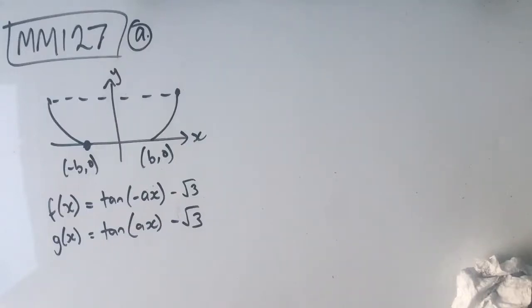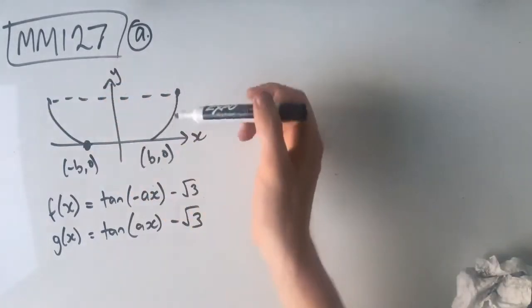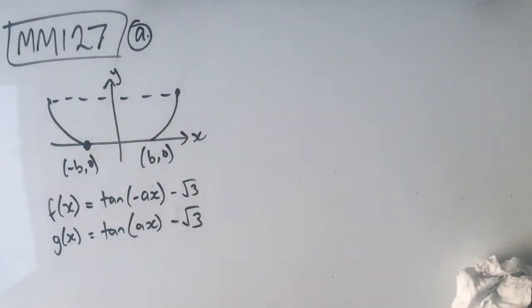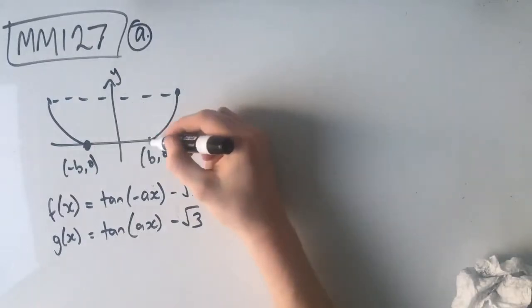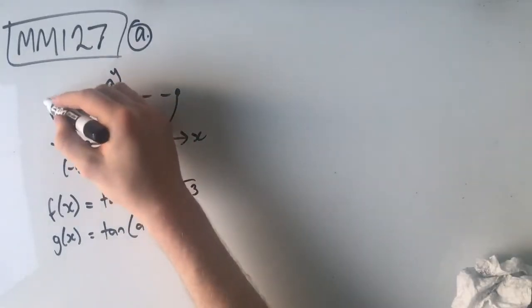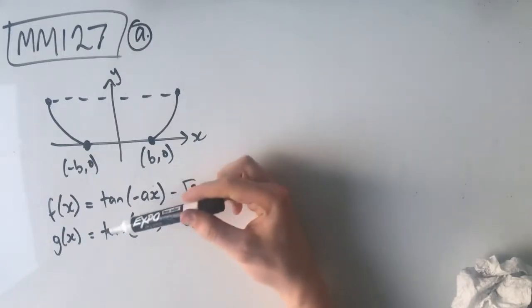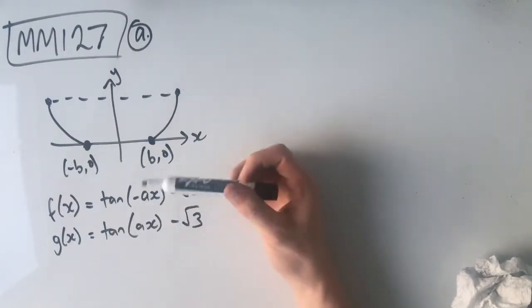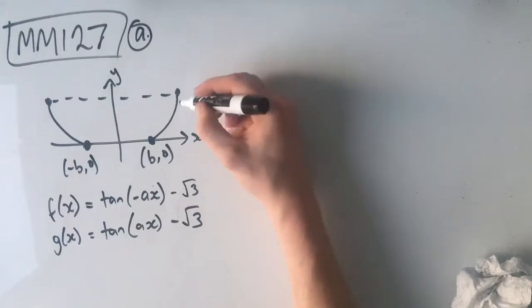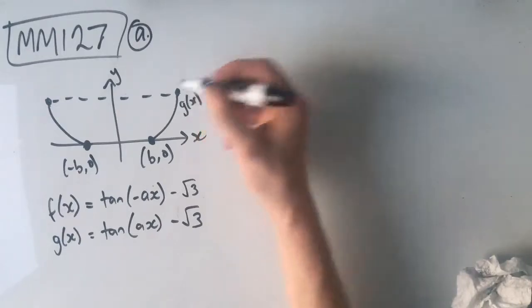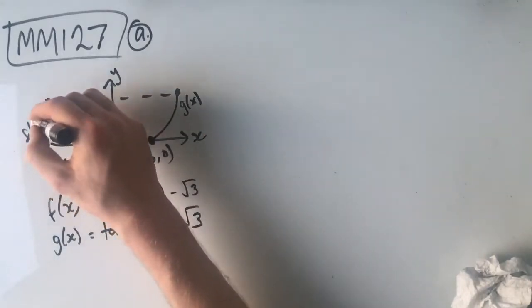Hey guys, this is question MM127 of the Maths Methods Fortify study guide. We've got this question where we have this bowl, a tiny bowl in fact, for mice, and we know that the sides of the bowl are modeled by f of x equals tan of negative ax take root 3 and g of x equals tan ax take root 3. So this over here is our g of x, this is our f of x.